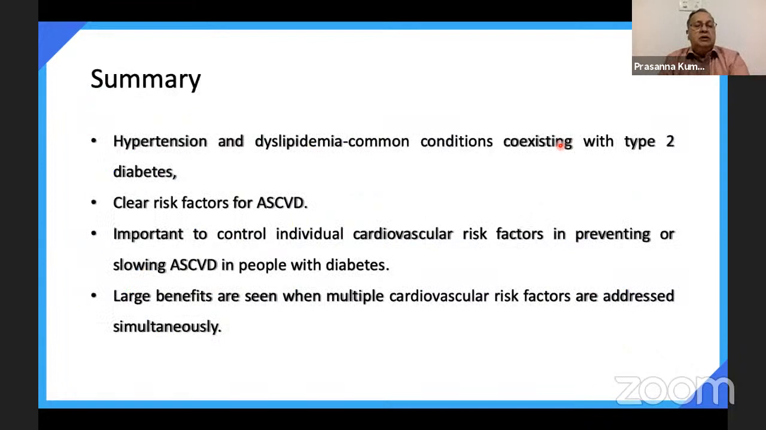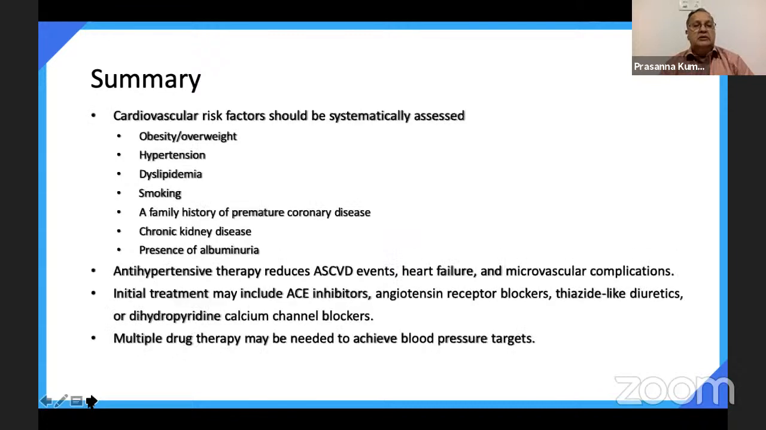To summarize my talk, hypertension and dyslipidemia are common conditions coexisting with type 2 diabetes. Then, assessing the risk of atherosclerotic heart disease is very important. You have to identify and treat. It is important to control the individual cardiovascular risk factors and prevent or slow atherosclerotic cardiovascular diseases in people with diabetes. Large benefits are seen when multiple cardiovascular factors are addressed simultaneously.